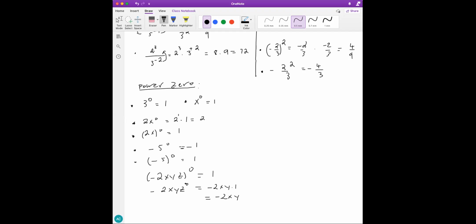But here, 0 belongs to Z only, not the rest. The rest stays the same. Only this turns into 1. So -xy times 1. The 1 came from Z to the power 0. This times 1 is itself.